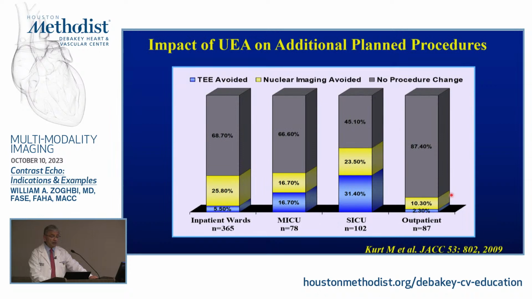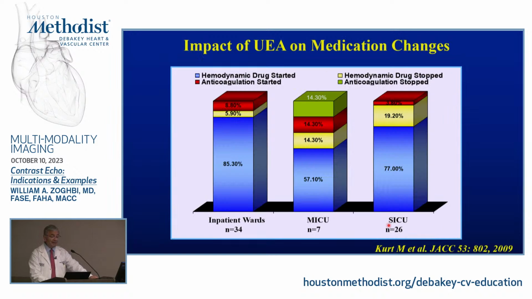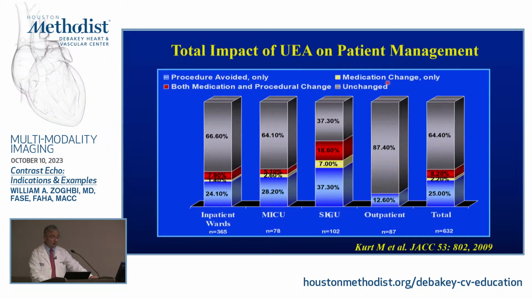The impact on additional planned procedures was quite significant. TEE avoided, almost 30% of them in the SICU, to look at ventricular function. Nuclear, no procedural change in gray. Obviously, in the outpatient setting, the vast majority was not much different. And an impact on medication changes. Hemodynamic drug added, anticoagulation started, or hemodynamic drug stopped, anticoagulation stopped because the area of fuzziness or reverberation in the apex was no longer an issue for you to be able to do that.